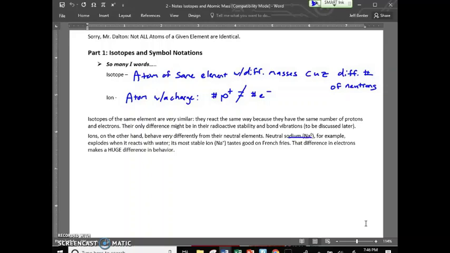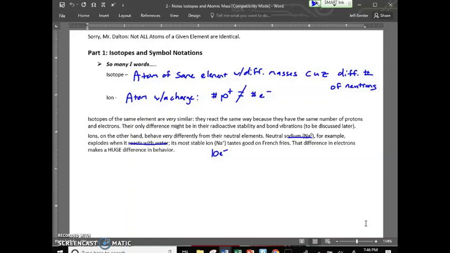Sodium, for example, if it has all 11 of its electrons, it is very, very reactive. In fact, as you've probably seen in Mr. Hyde's class, if you throw it in water, it's going to explosively react and burst into flames. If you remove just one of those electrons, though, you're going to get sodium plus. Sodium plus is basically inert. It doesn't do much. In fact, it tastes pretty good on French fries.